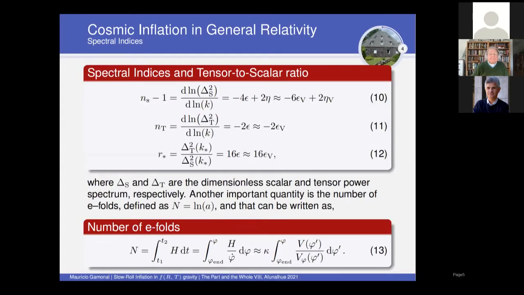Why are these parameters important? Because, as we may all know, with these parameters we can define the spectral and the tensor indices. These indices, n sub s and n sub t, are related to the power spectra, which are observable and are usually what missions like COBE or Planck observe in the CMB. And we can also write the number of e-folds, which is defined as the natural logarithm of the scale factor, in terms of the potential and its derivatives.